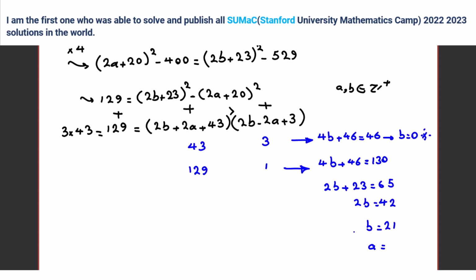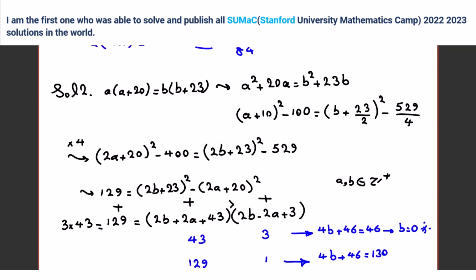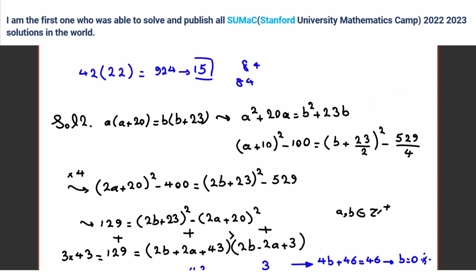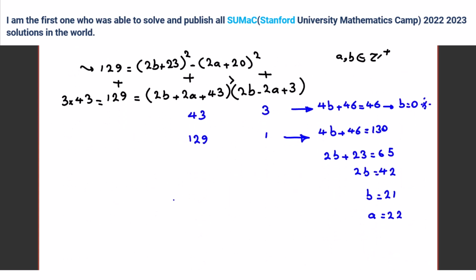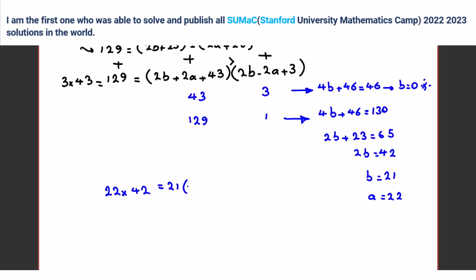Look, 2b is 42 plus 3, 45. 45 minus 1, 44. If you take it over to 22, right? So B was 21, right? Now if we check, A is 21, A plus 20, so 22 times 42 is equal to 21 times B plus 23, 24. They are equal, right?